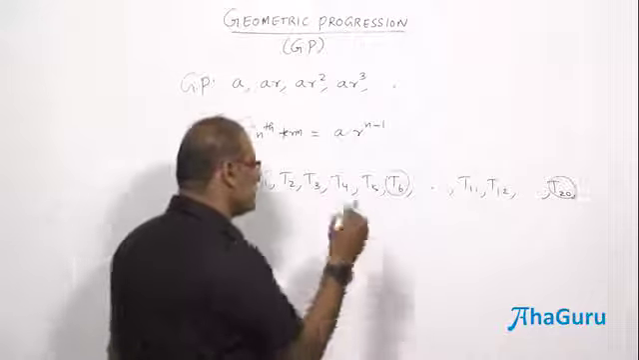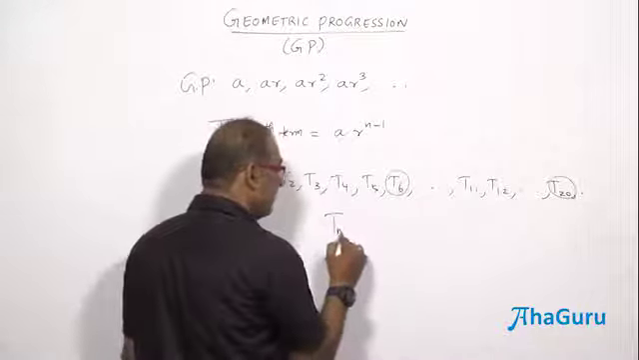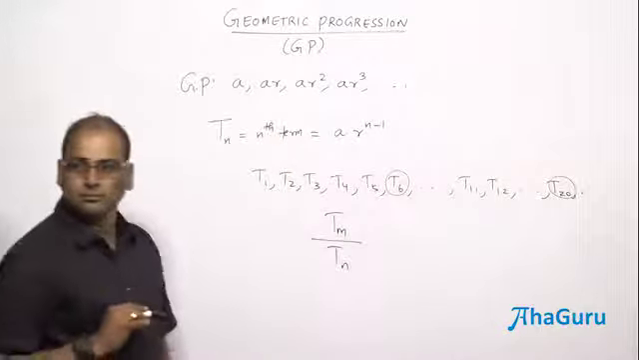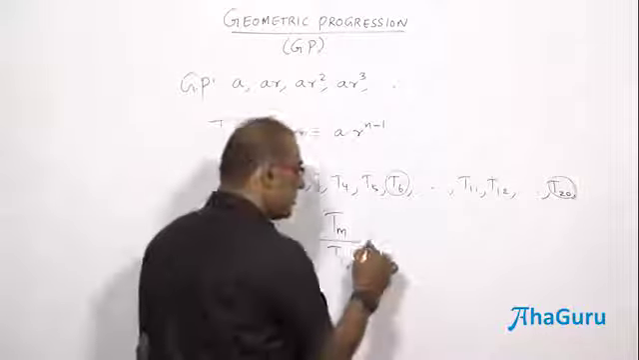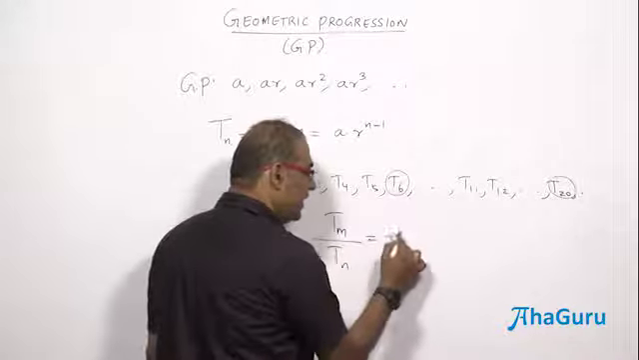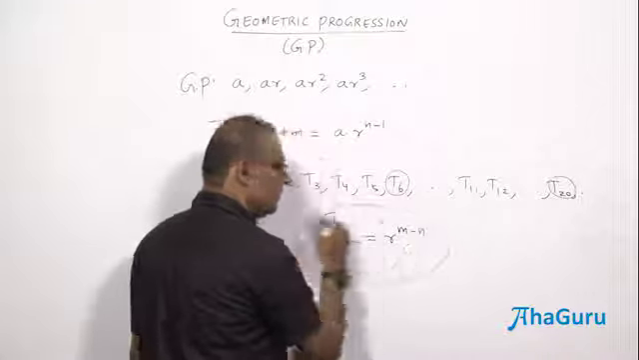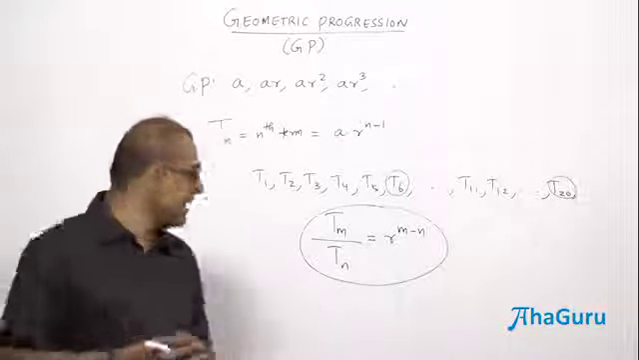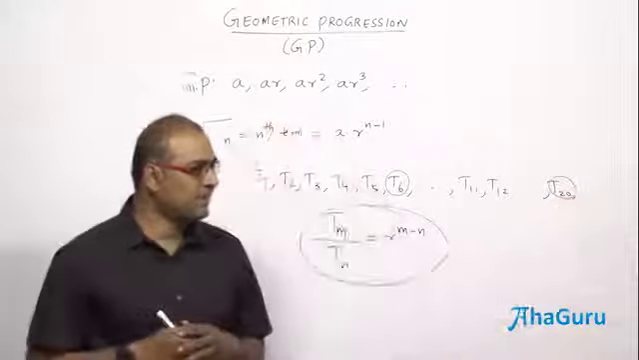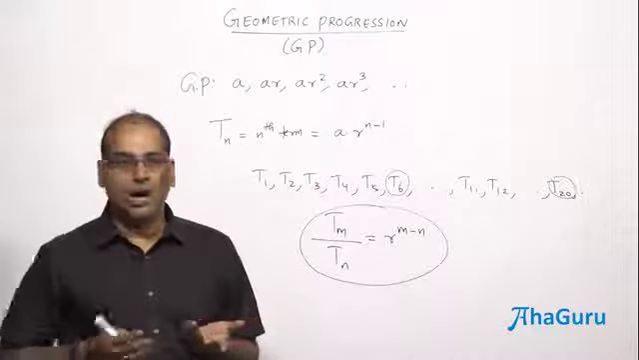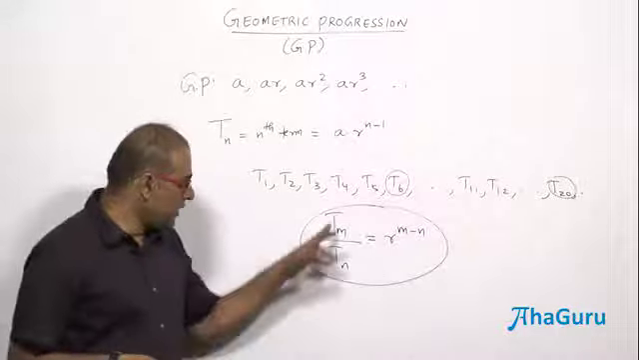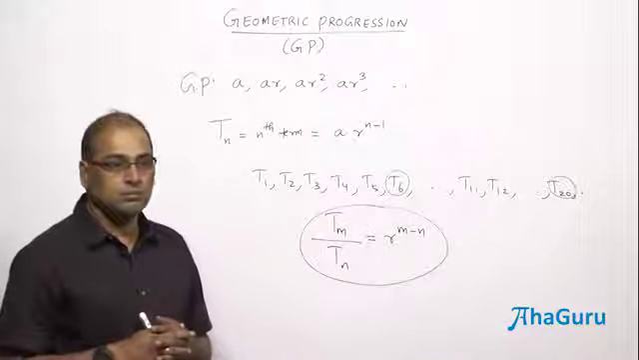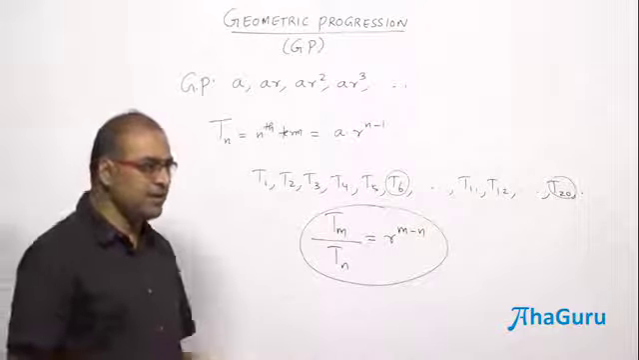But if I am going to ask you generally, if Tm by Tn, what is going to happen? R power m minus n. But is it necessary that m should be greater than n? No, I can even do T6 divided by T20. I'll be getting R power minus 14, which is true. Therefore, Tm by Tn equal to R power m minus n. If m and n are equal, R power 0 is 1, which is true because you are dividing the same terms.